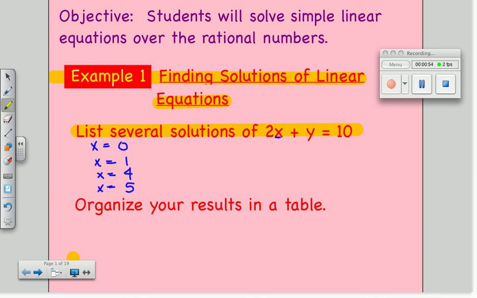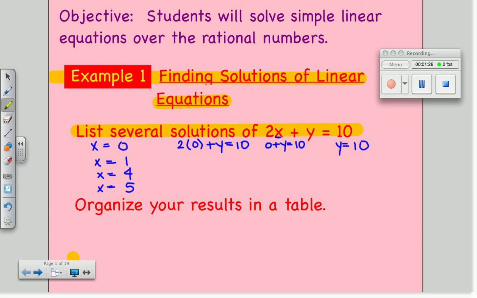So let's make x 0. That means 2 times 0 plus y equals 10. So then what's y going to be? So this is 0 plus y equals 10, because 2 times 0 is 0. What do I have to add to 0 to get 10? I add 10, so y has to be 10 in that case.